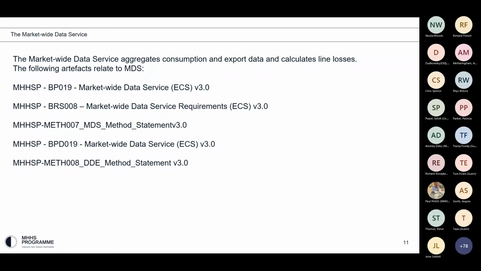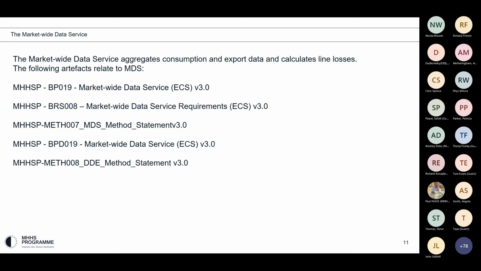It will also aggregate by that GEOS tariff ID for GEOS tariff reporting. And it will also aggregate across the balancing mechanism units for each supplier within a GSP group and distribution region. So there are 5 entities there. Understanding the entities: if it says BP, that is the business process diagram. If it's BRS, that is the requirements associated with that. If it says METH, then that is the method statements, and that sets out the details of the calculations.